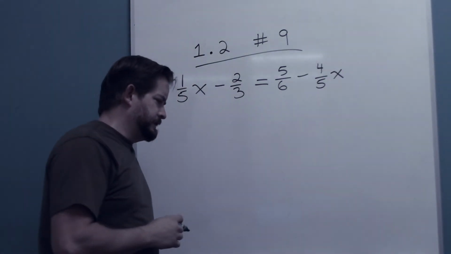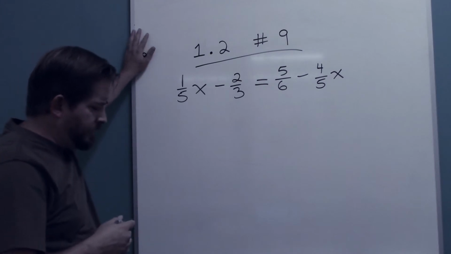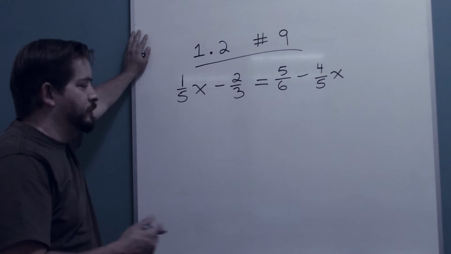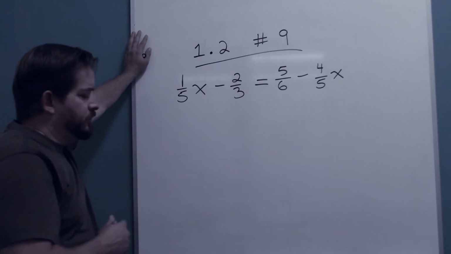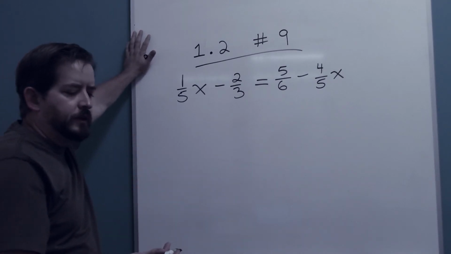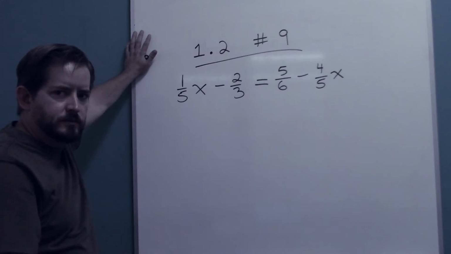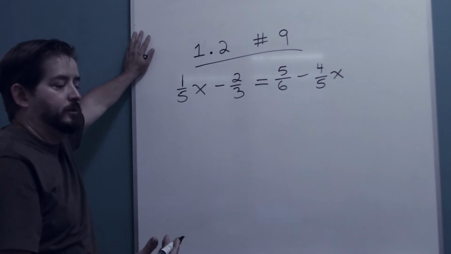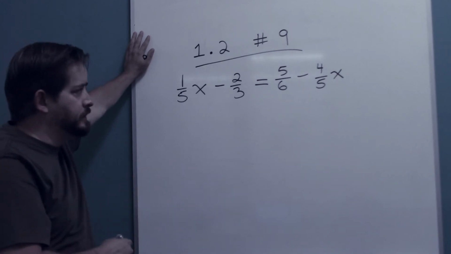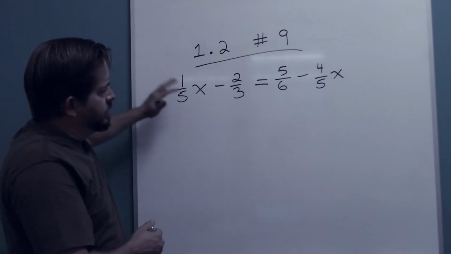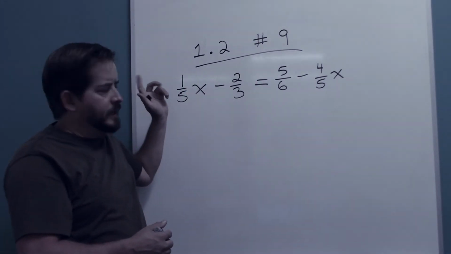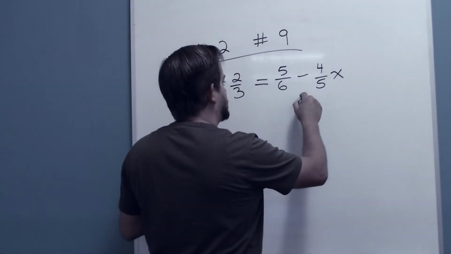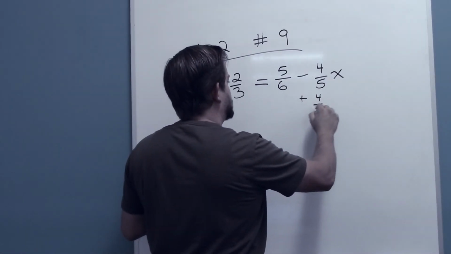Now there's a few things that we would want to do here. As we get into section 1.4, we'll start talking about smarter things to do. But here with what we have, really the only thing we've talked about is the addition principle of equalities and the multiplication principle of equalities. And that's really all we've got. And we can solve this using those. But I'm going to start by getting all of my x terms to the left-hand side and my non-x terms to the right-hand side by using the addition principle. So I'll just take and add 4/5 x.